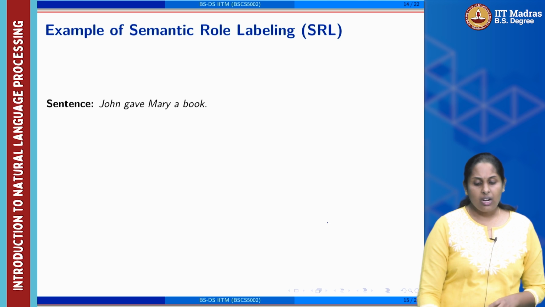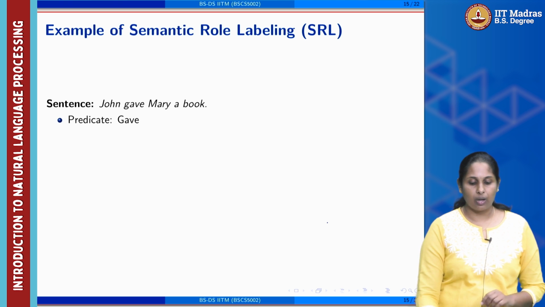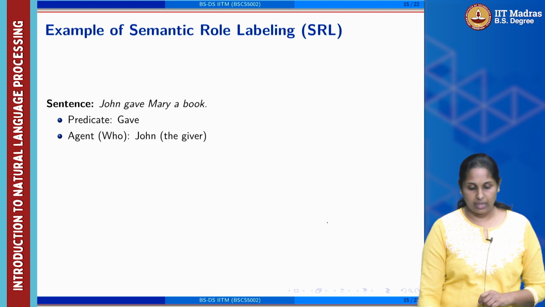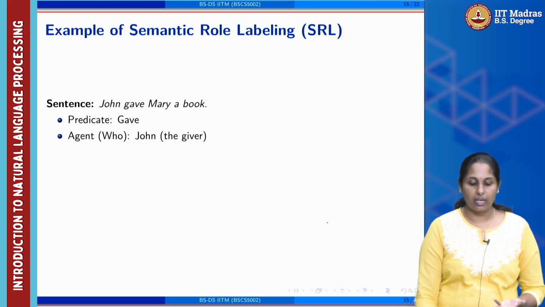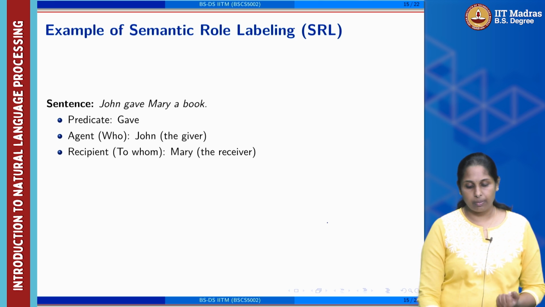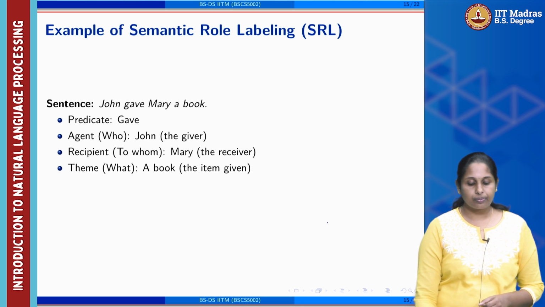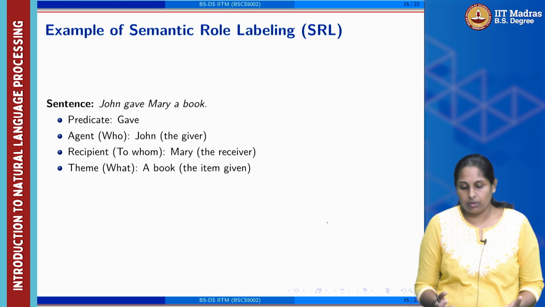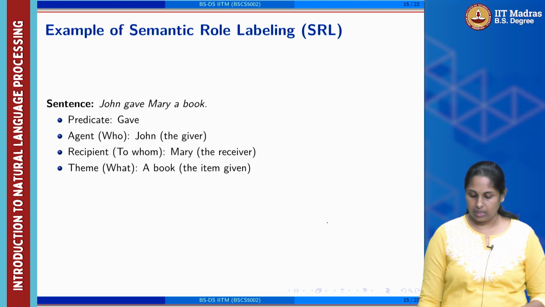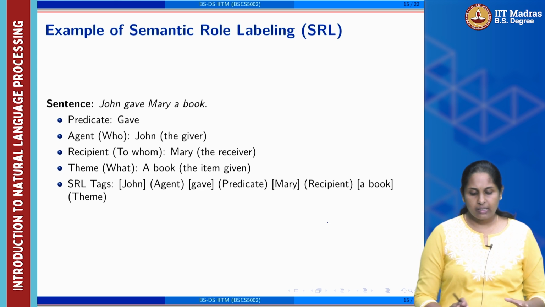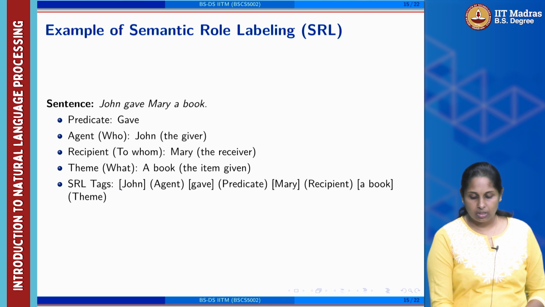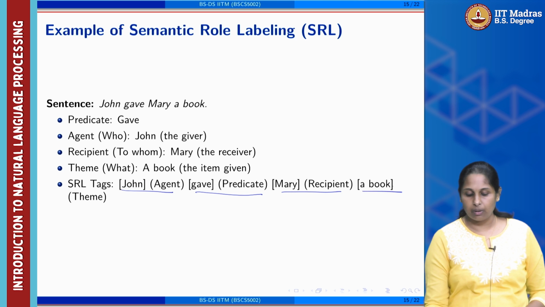Now, John gave Mary a book. Now we know that the predicate is nothing but gave. Agent, that is who has given, John, so he is the agent. The recipient is Mary, the one who receives that book, like giving as an action. And the theme is what is to be given, that is the book. Now the SRL tag is nothing but John is an agent, gave is a predicate, Mary is a recipient, and a book is a theme.